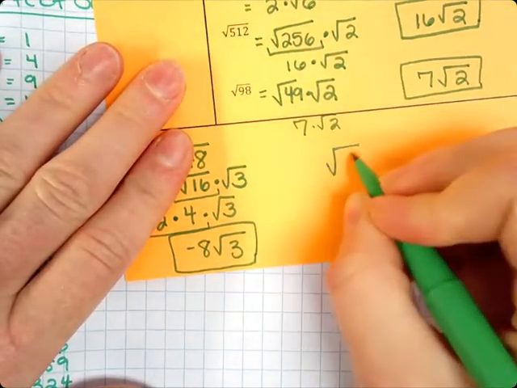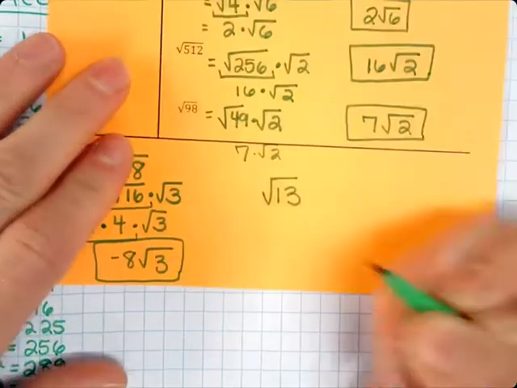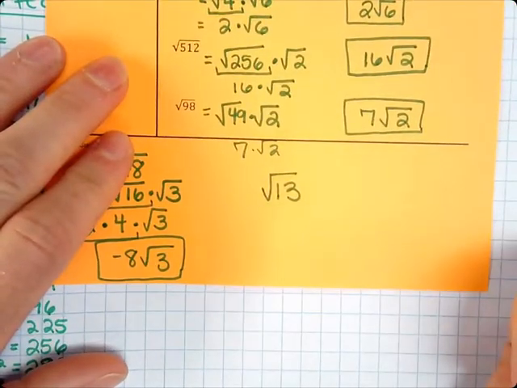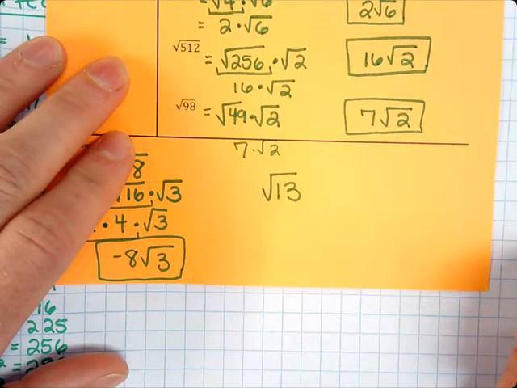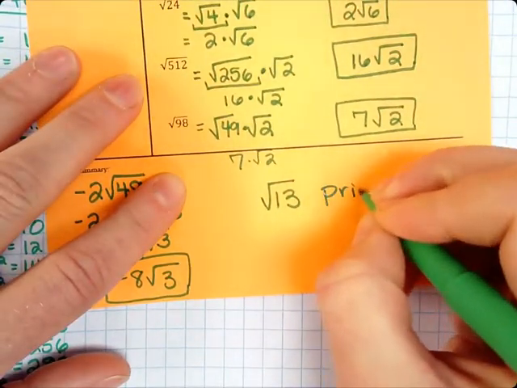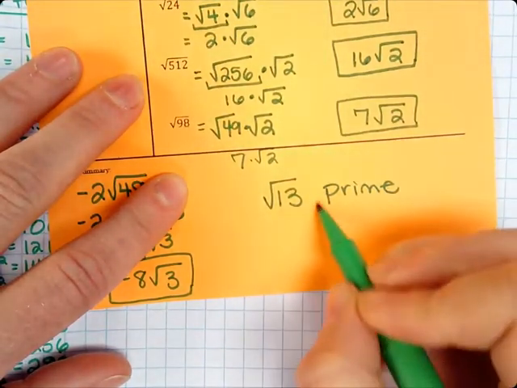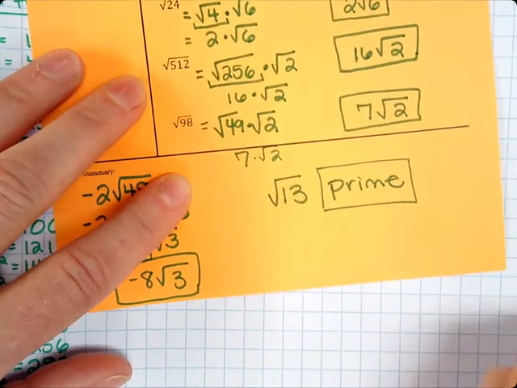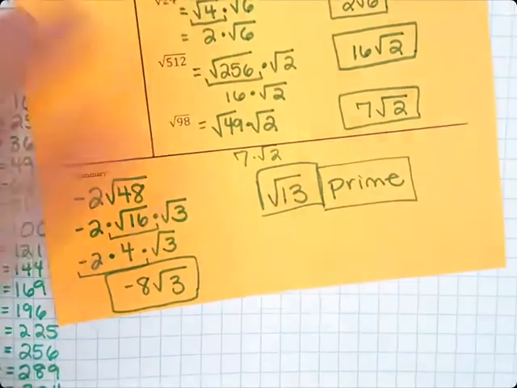What about square root of 13? Is there anything that can divide it evenly? This would be called prime. It can't be divided, so it's just prime.